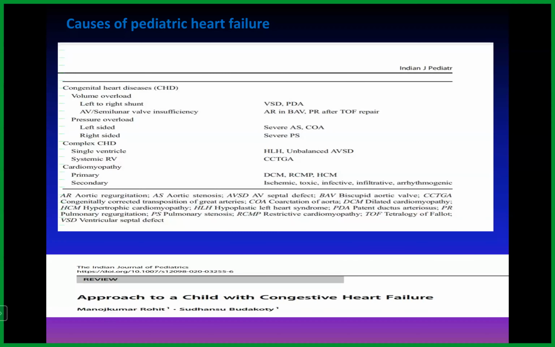So next, we can look at the causes of pediatric heart failure. We have congenital heart disease, volume overload, left to right shunt, VSD, PDA.